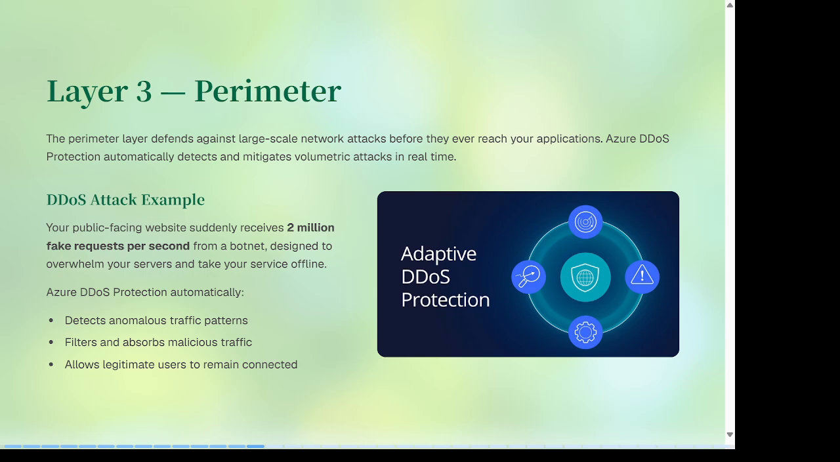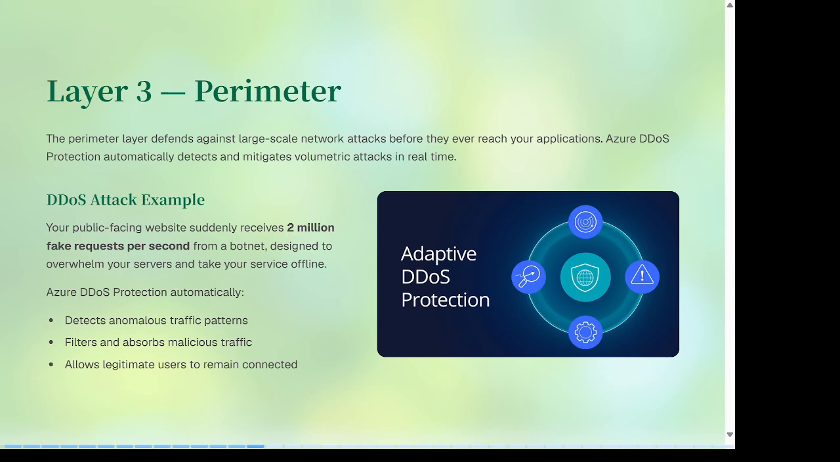Here, think like a stadium entrance. If 2 million fake people try to rush into a stadium at once, security at the gates detects abnormal crowd behavior, blocks unauthorized entries, and allows only ticket holders inside. In the same way, Azure protects the network perimeter.